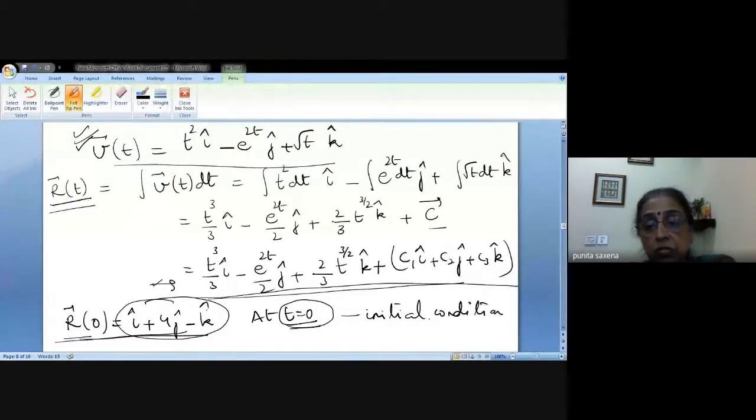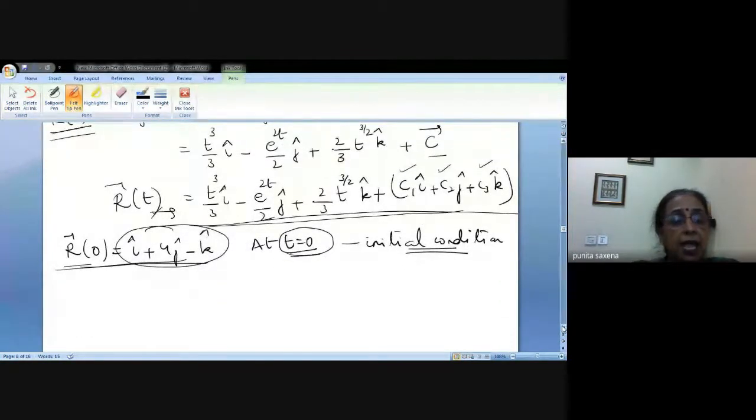Now we'll use this initial condition to find the values of C1, C2, and C3 because this is your R(t) which you have obtained. But we have to now use that. We have to find C1, C2, C3 such that r at t equal to 0 is given by this function. So what we do is we simply put t equal to 0. What should be the left hand side? i plus 4j minus k. This is what we want, right?